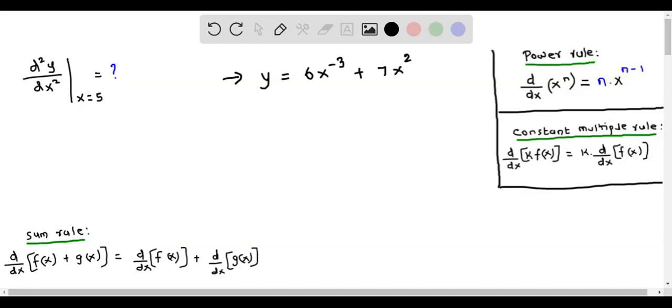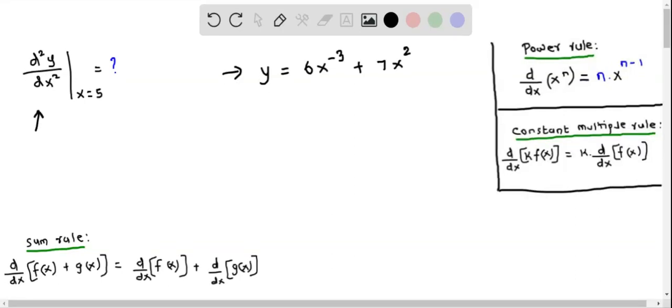We will now find the derivative, that is d2y by dx2 evaluated at x equal to 5. So basically this is the second derivative of the function y. It's the second derivative of y. So to determine this, we have to find the derivative of y first.